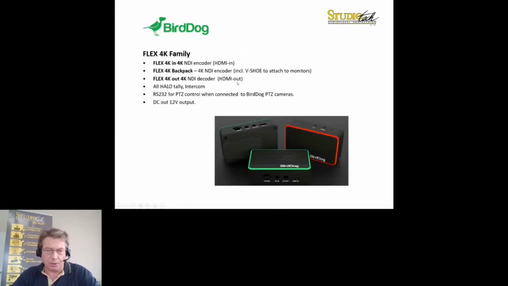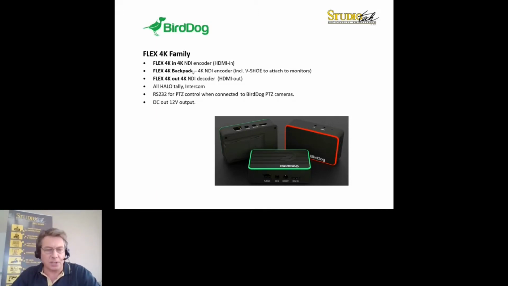Then some other smaller encoders for 4K are the Flex 4s. The Flex 4 has an HDMI input connection and is compatible with the mainstream shoulder cameras and other cameras that are on the market. It comes in a form factor with a backpack, so you can actually connect it to a monitor and power on the monitor as well, to put on top of your camera, on the shoe of your camera.